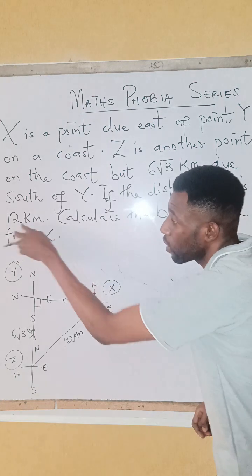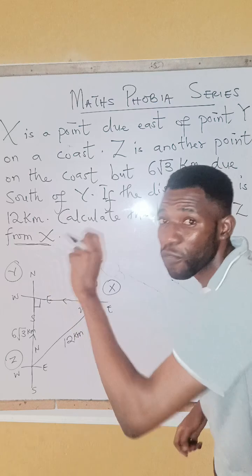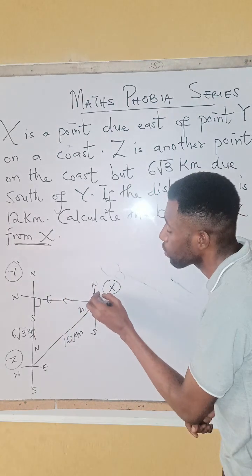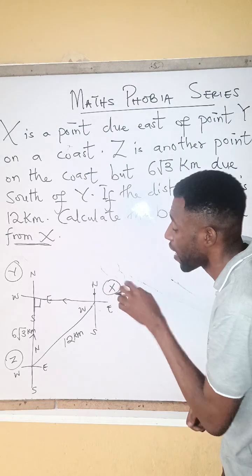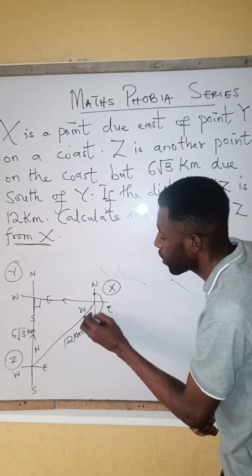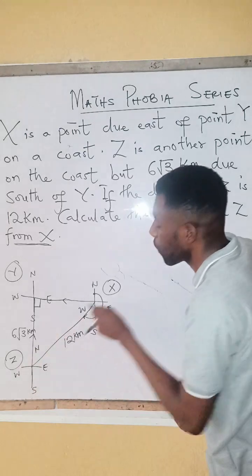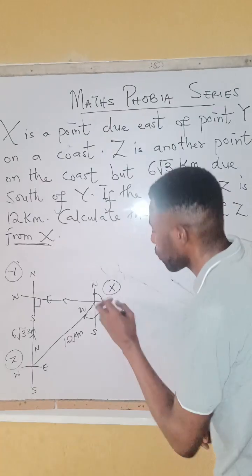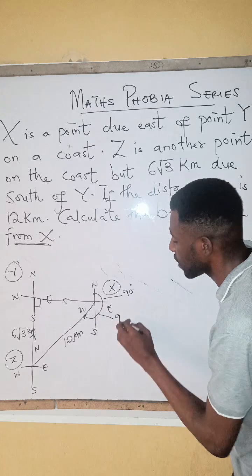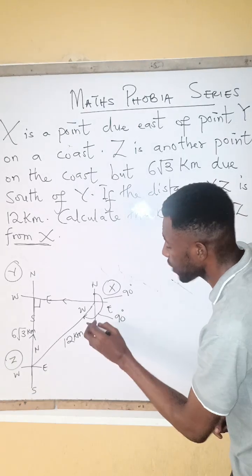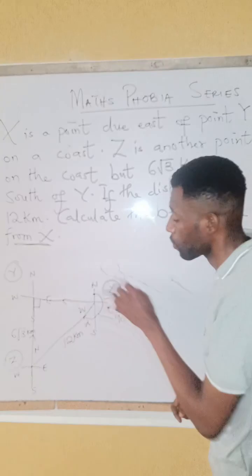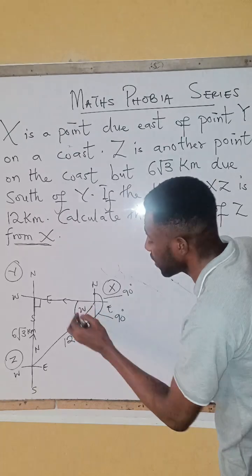This is preceded by the word from. So the bearing of Z from X is the angle drawn from the northern direction of X, clockwise to touch the line connecting Z and X. We know that this side is 90 degrees, and we have another 90 degrees to get the bearing. Let's call this point X. We need to get this side, then we'll add it to 90 and 90. But to get this side, we need to get this side.